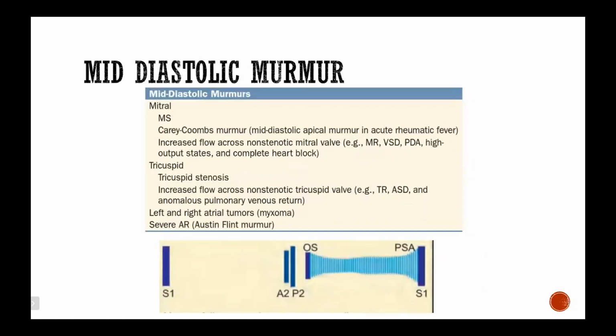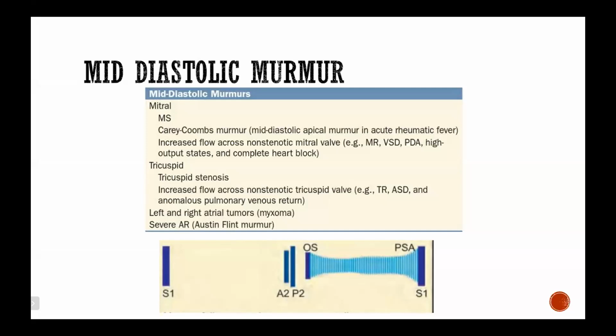Then mid-diastolic murmur. A mid-diastolic murmur is the murmur which begins after S2. There is a clear interval after S2, and then you'll hear an opening snap. Following the opening snap, you'll hear a murmur which extends up to the next S1, and that is a mid-diastolic murmur. These mid-diastolic murmurs are seen in stenotic lesions of the AV valves, that is MS and TS.